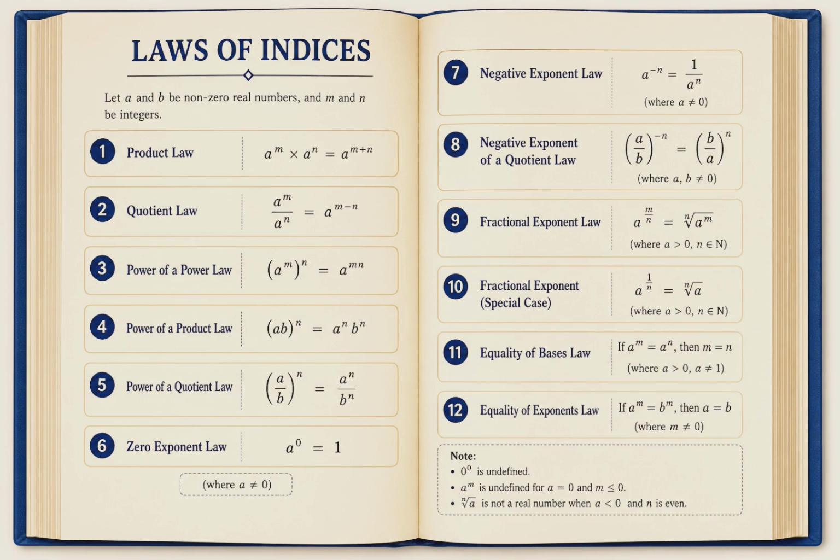Now let's go to number 7, the negative exponent law. We have talked about the zero exponent law. Now this negative exponent law is just like the normal way of writing our indices, like a raised to power n. But here we now have a negative integer, because we assume that our m and n are integers. Now we have a raised to power minus n.